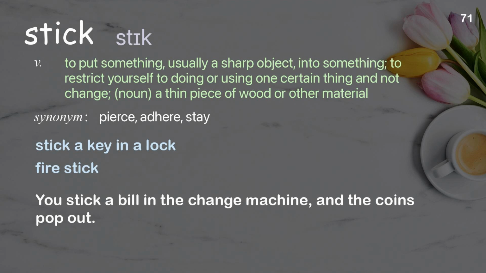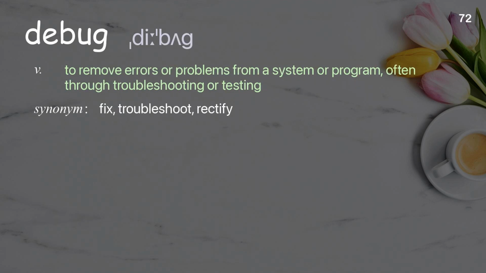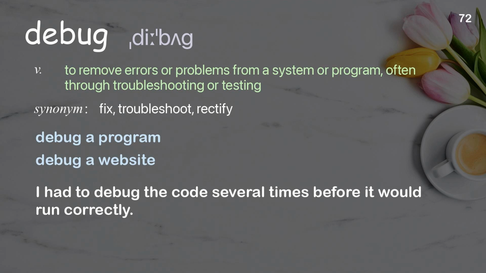Debug. To remove errors or problems from a system or program, often through troubleshooting or testing. Examples: Debug a program. Debug a website. I had to debug the code several times before it would run correctly.